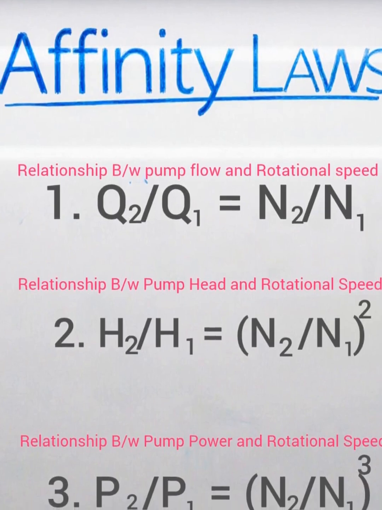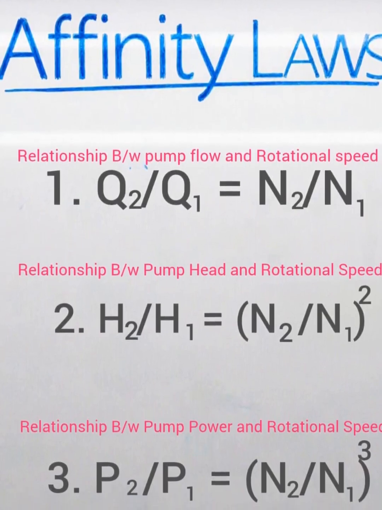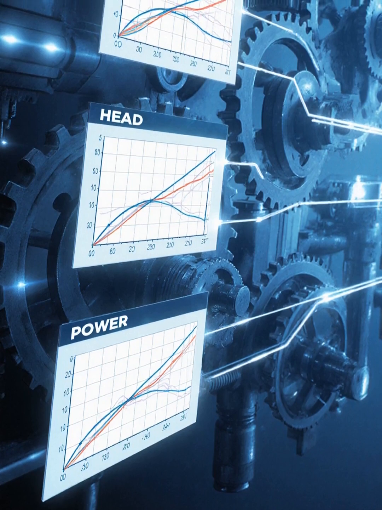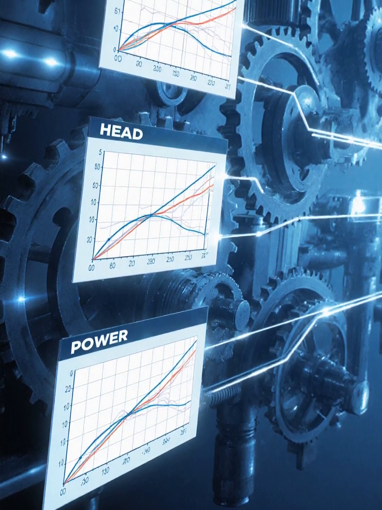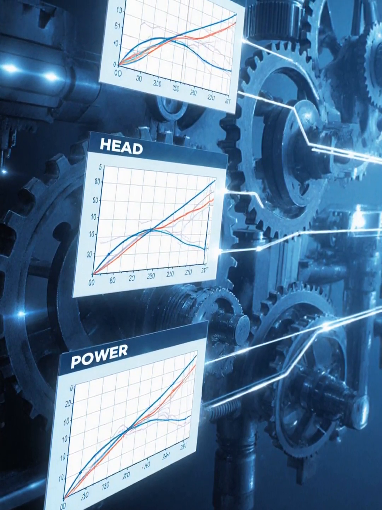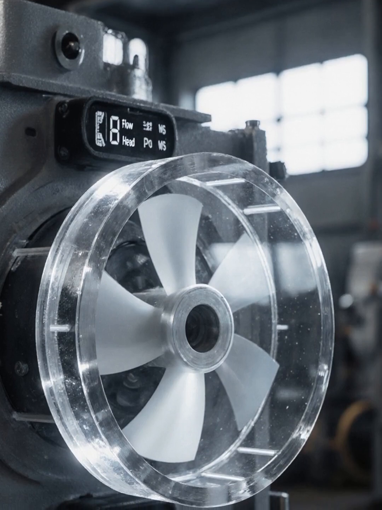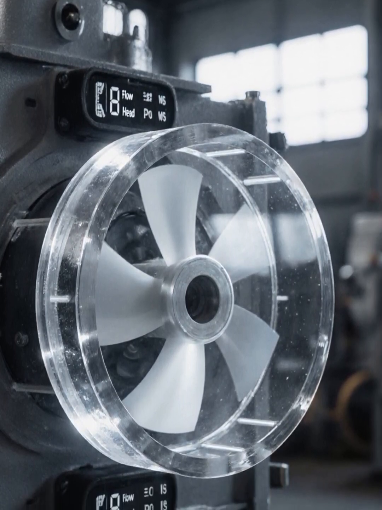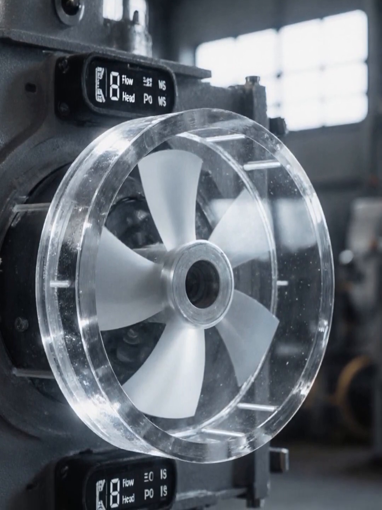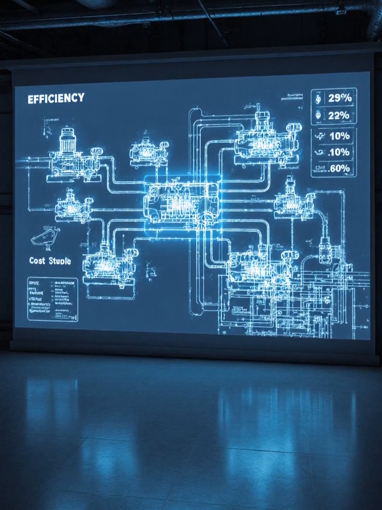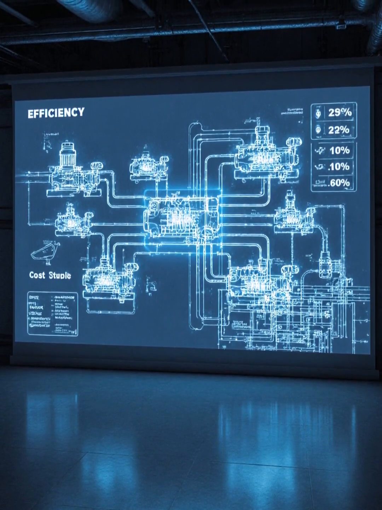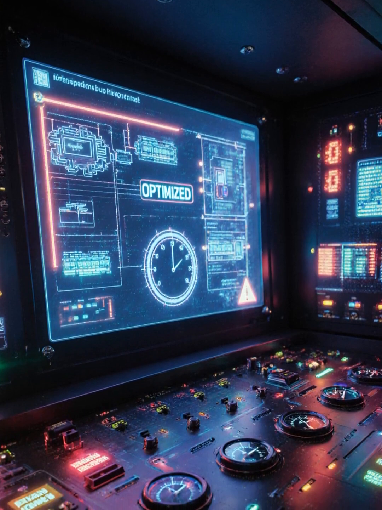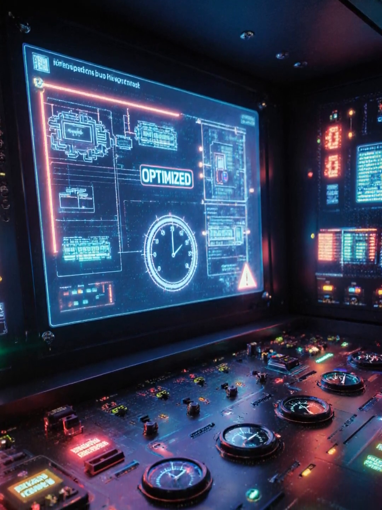The affinity laws define mathematical relationships for pump performance. They predict how changes in pump speed affect flow rate, head, and power. These laws also describe the impact of impeller diameter on these parameters. Understanding these relationships is crucial for efficient pump system design. They are fundamental tools for analyzing and optimizing pump operations.